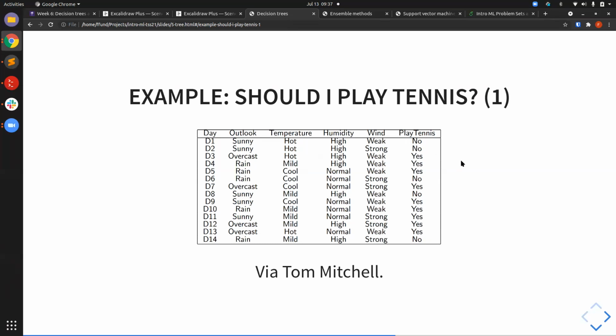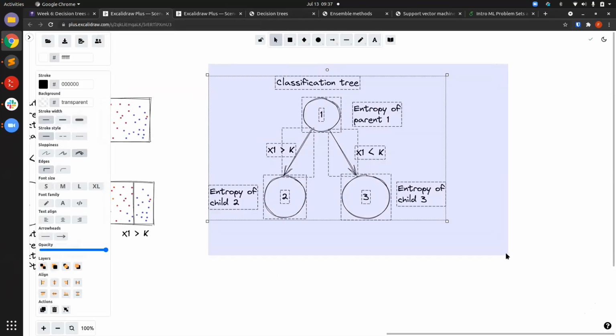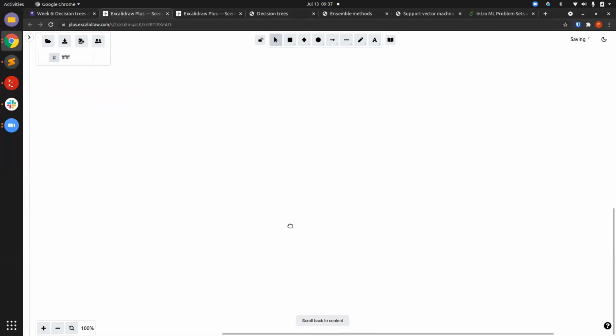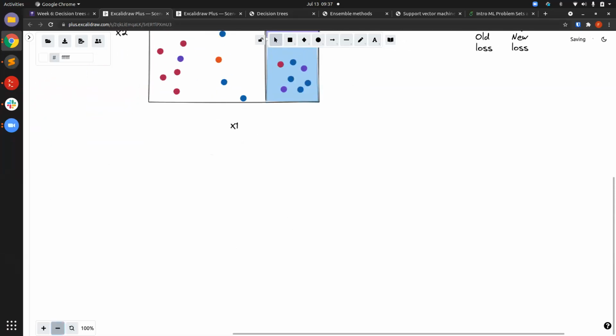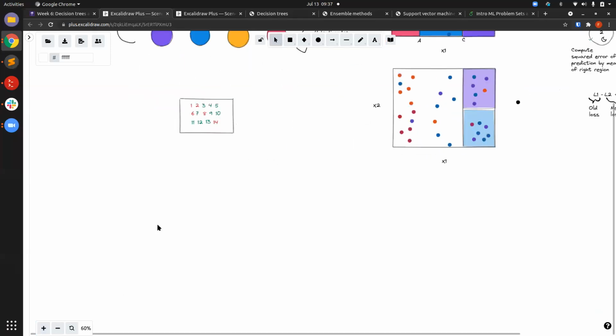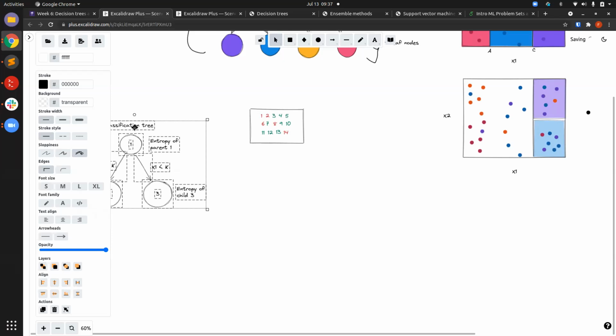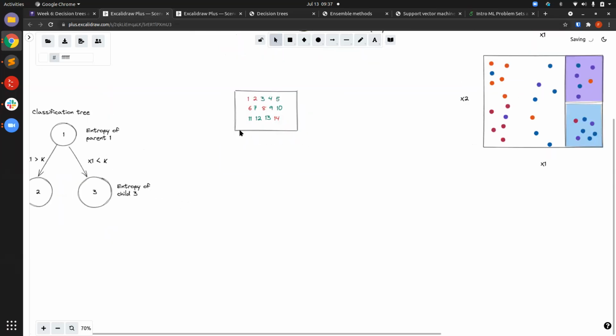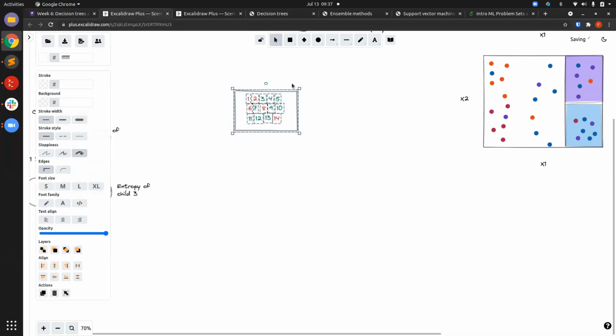And our target variable is play tennis. It's a binary classification problem: either we play tennis or we don't. So I'm going to move this down here. So we're going to apply our entropy measure to this particular classification problem.